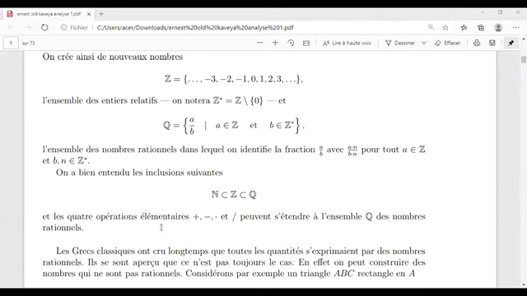Les 4 opérations élémentaires, plus, moins, fois et division, peuvent s'étendre à l'ensemble rationnel des nombres réels. The same thing I'm saying here: we can add something on top, subtract something on top, or multiply something on top, and then divide. Afterwards we can say we have a set of rational numbers.